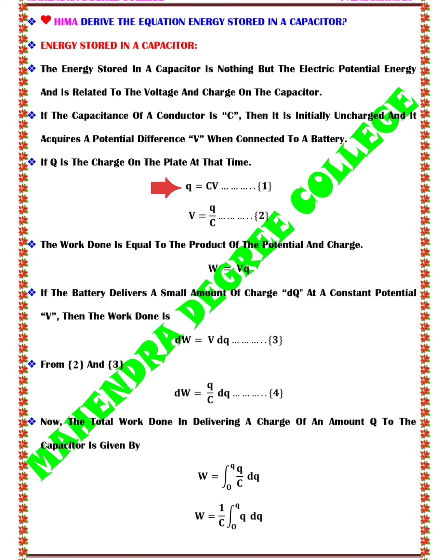In simpler terms, imagine the capacitor like a container that can hold a certain amount of charge. The capacitance C determines how much charge the container can hold, and the voltage V determines how full it gets. The more voltage you apply, the more charge you store. According to the formula, Q equals CV.